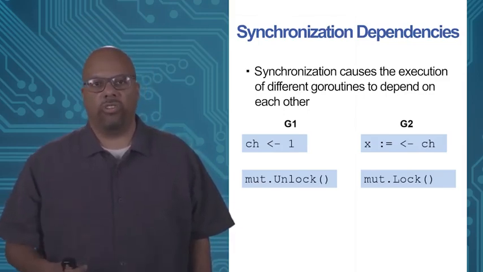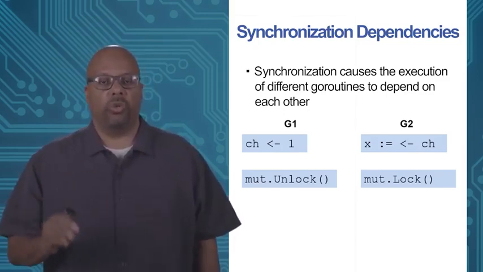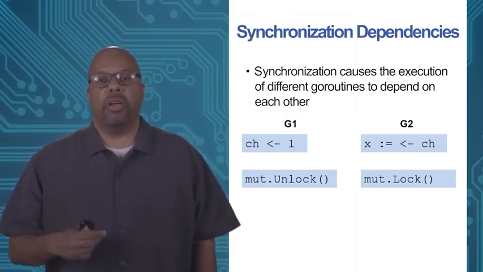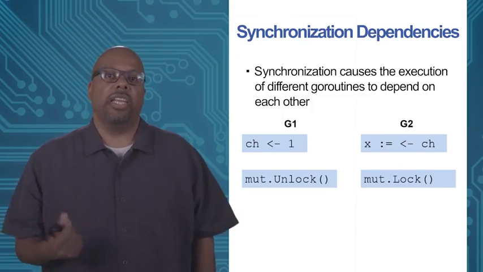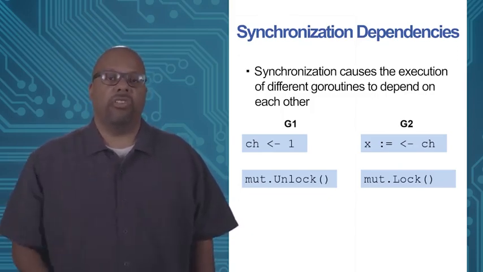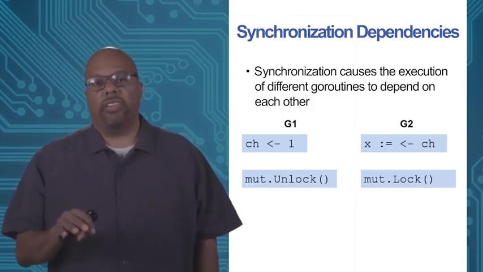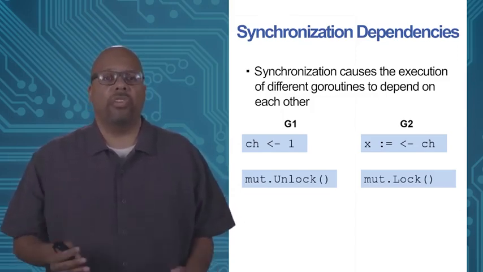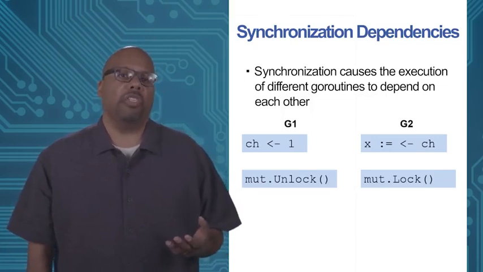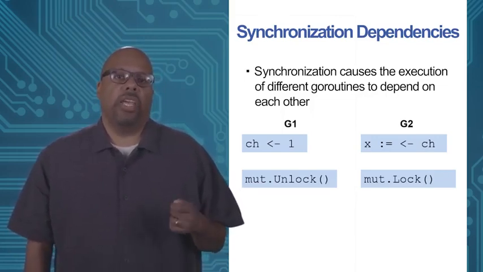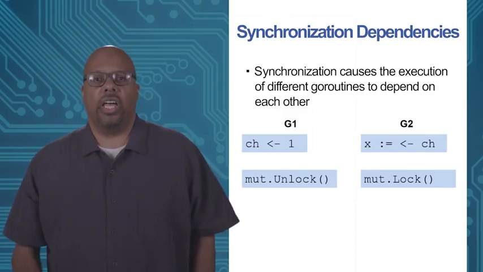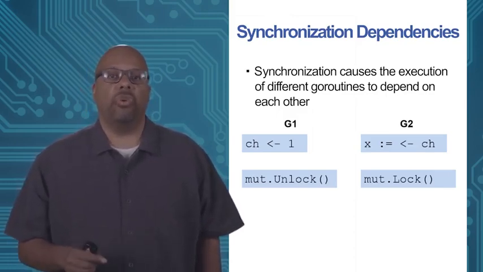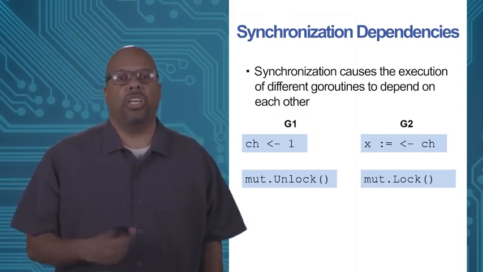Also, there's a data dependency here too. Data is being passed from G1 to G2, but we're less interested in that in terms of deadlock. We're more worried about the execution dependency. G2's execution cannot continue until G1 executes its statement. And you can see the same thing on the bottom. This time, instead of using channels, we're using mutexes. Say I've got a mutex object, and G1 unlocks that mutex, and G2 locks it. So in this case, again, you get a dependency because G2 can't acquire the lock until G1 unlocks.